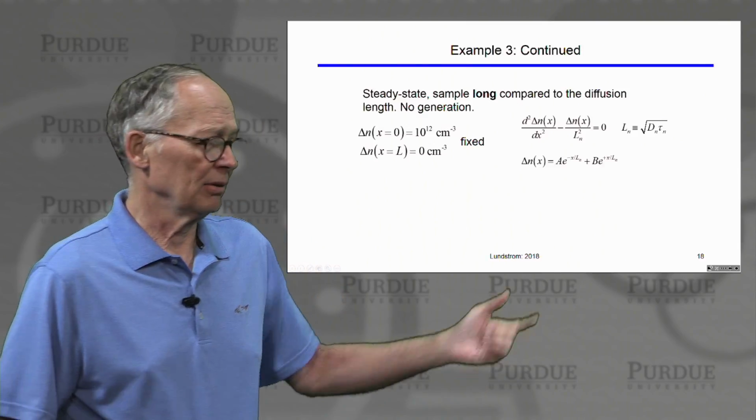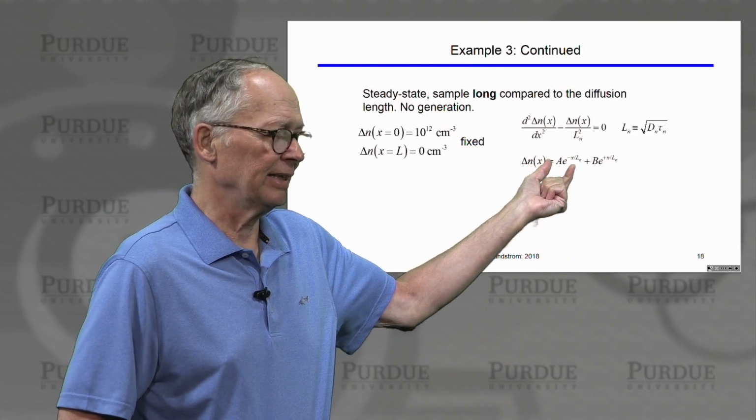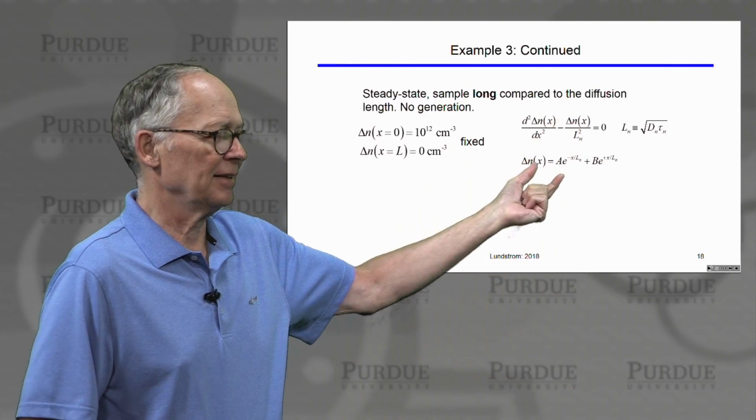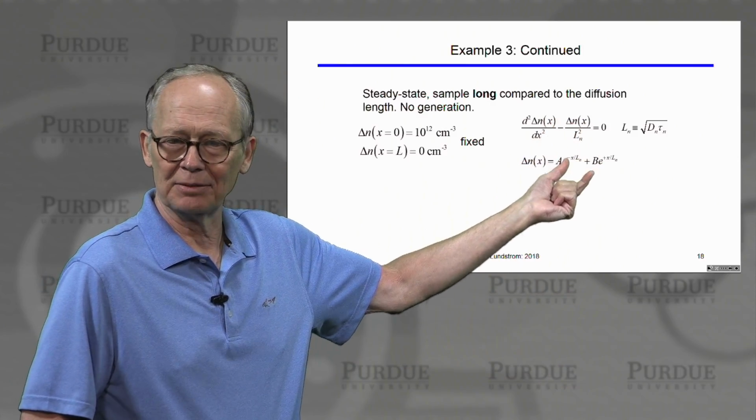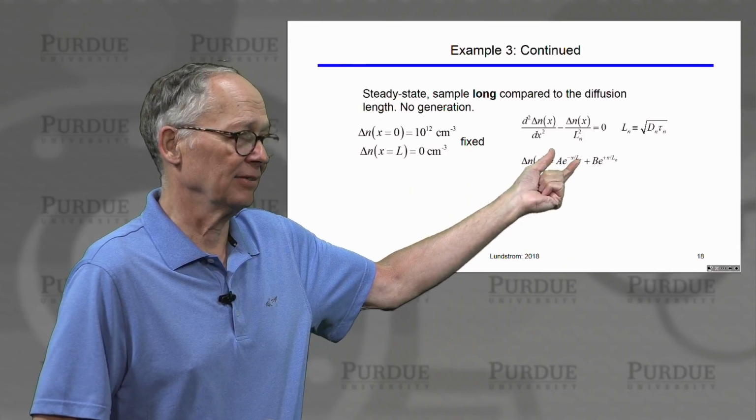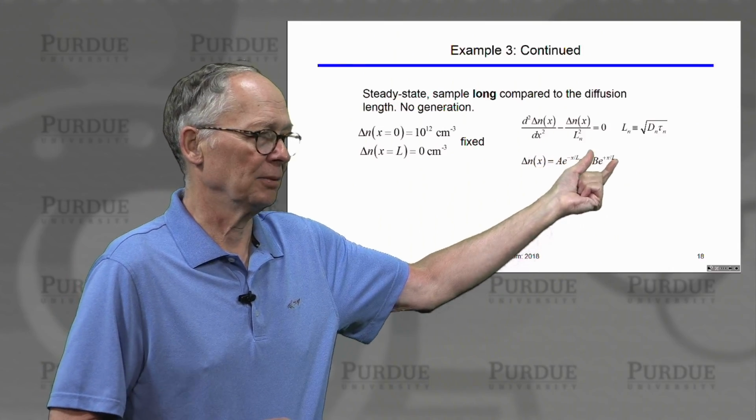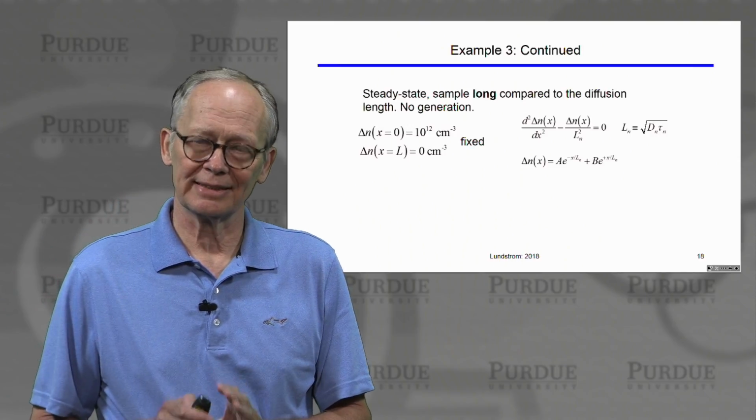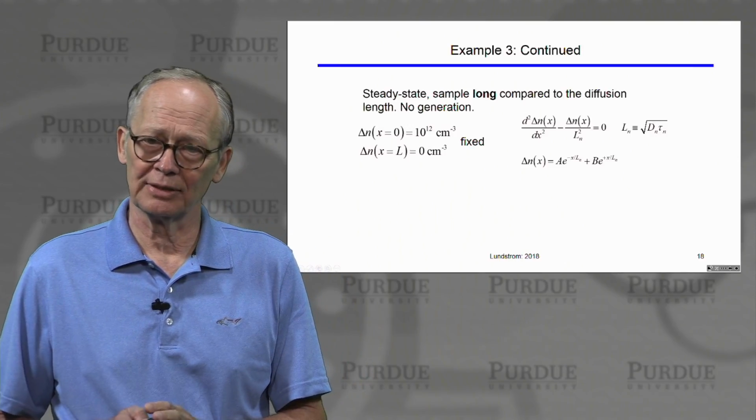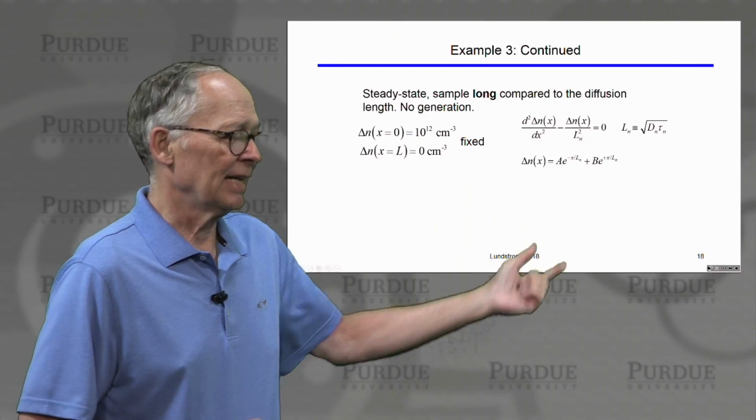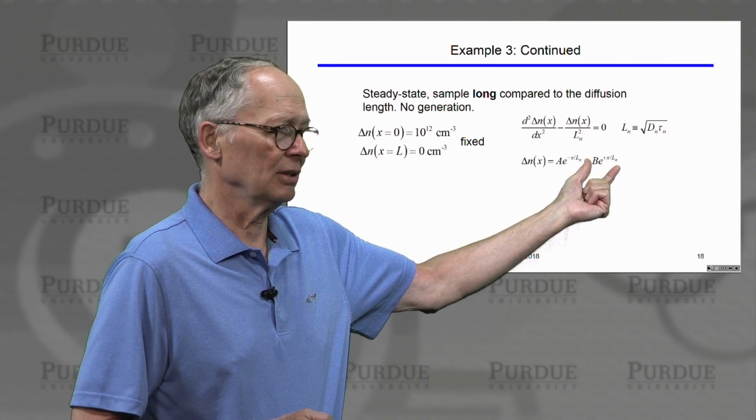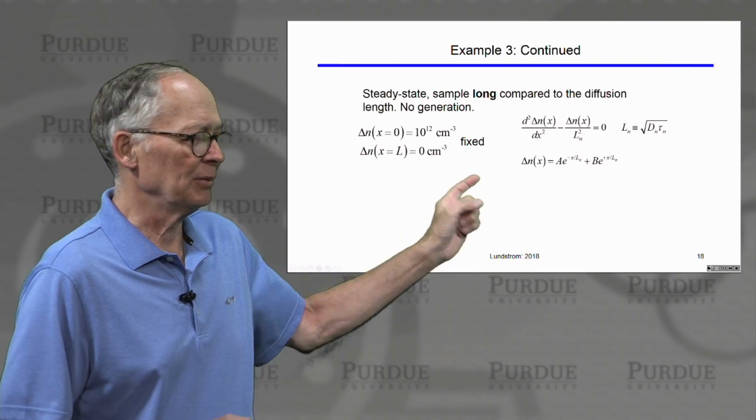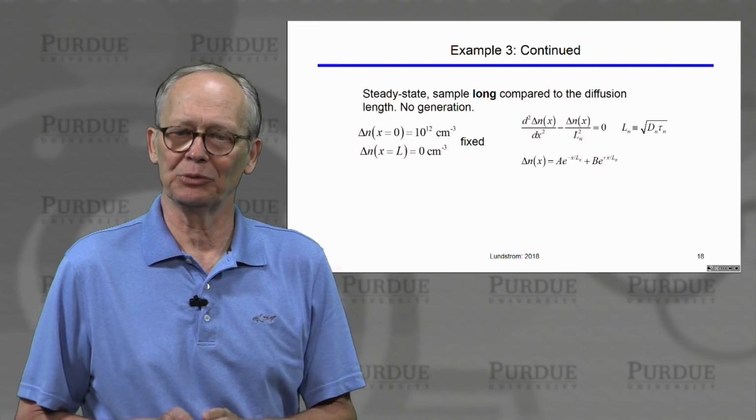Okay, well, we can check by plugging these assumed solutions back into this equation that e to the minus x divided by the diffusion length and e to the plus x divided by the diffusion length, both of those solutions satisfy this second order differential equation. Now, as L gets very, very long, this second term would grow and become very long and would never satisfy this second boundary condition.